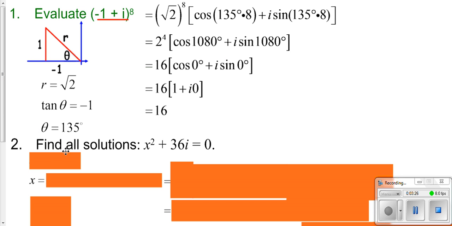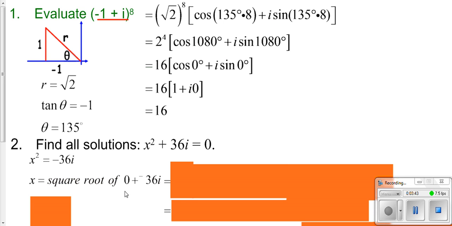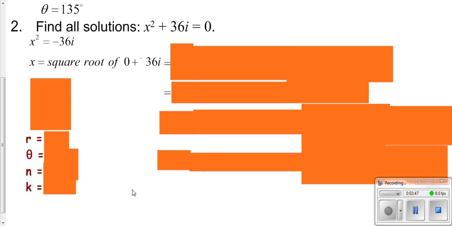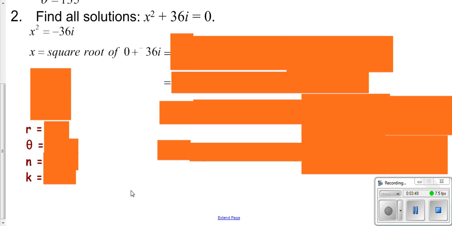However, on the next one, we're going to want to try to solve it for x. To do that, we got to get x by itself. So now we'd have to take that to the other side. Now we have to take our square root. Whenever you are taking roots of a complex number, that's when you use that other ugly looking formula.